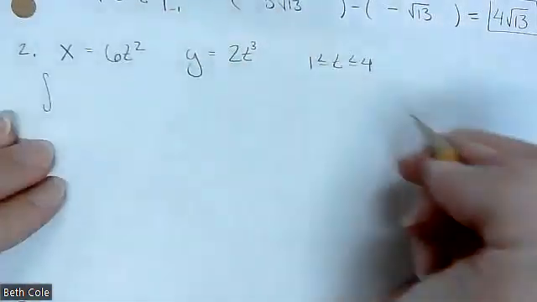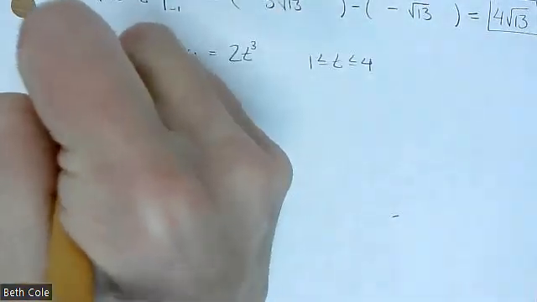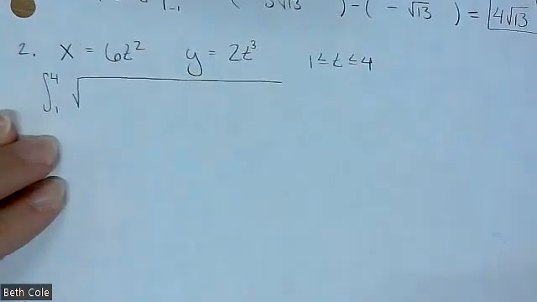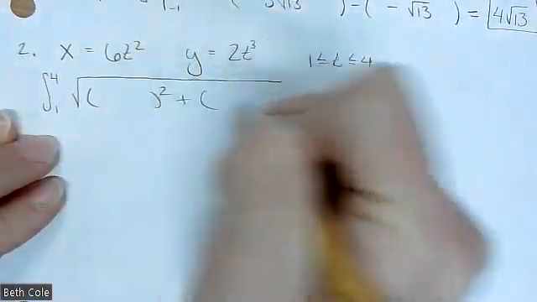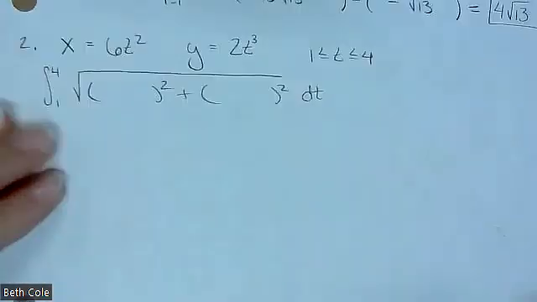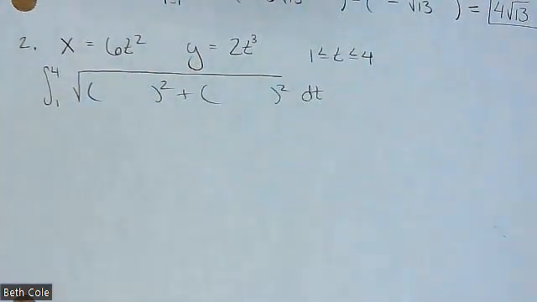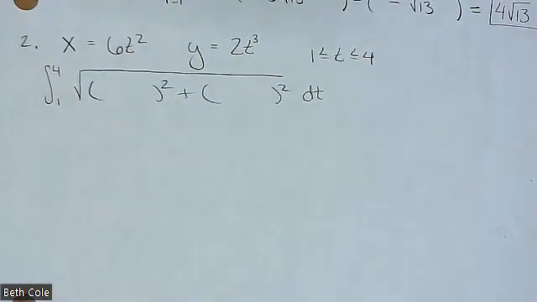So set up your framework. It'll be the integral from 1 to 4 of a gigantic square root of blank squared plus blank squared dt. Just set it up with the blanks and then you can go back and fill it in. Have the skeleton of the problem.